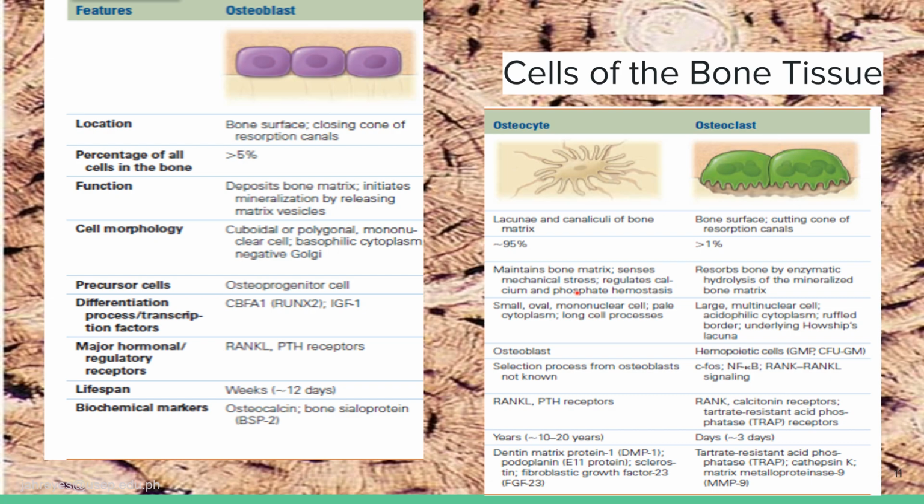So what are the precursor cells of each cell type? The osteoblast mostly comes from the osteoprogenitor cell. The osteocyte can come from the osteoblast, and the osteoclast is a type of cell that falls under hemopoietic cells.